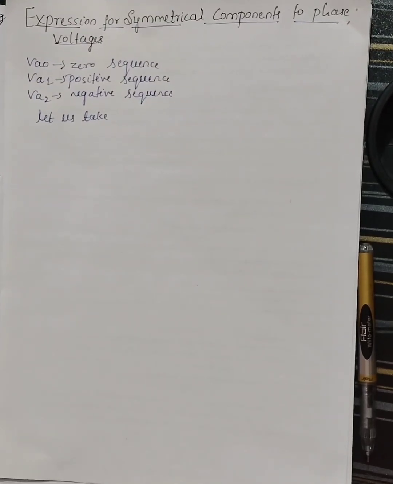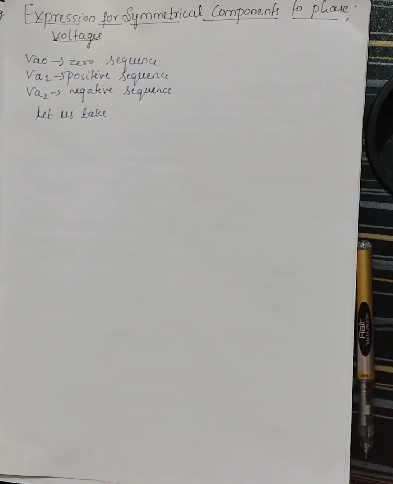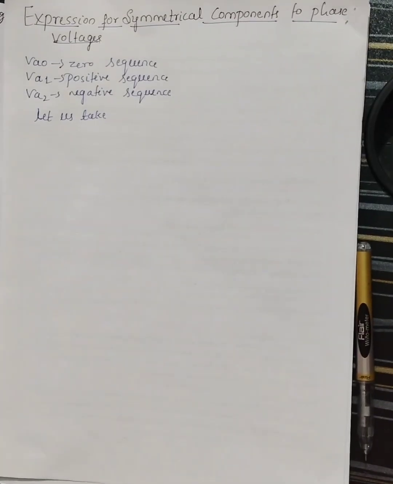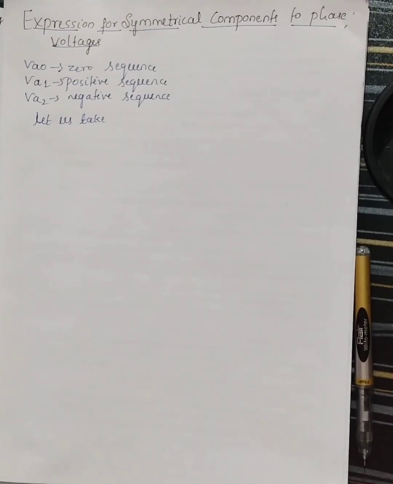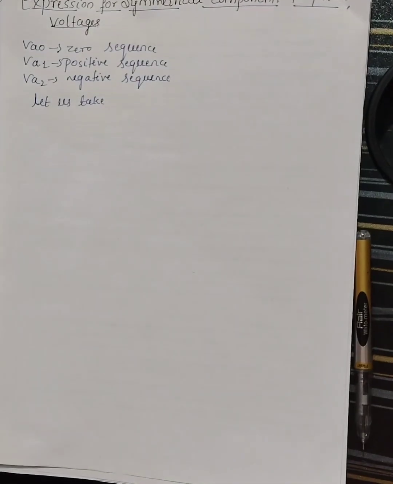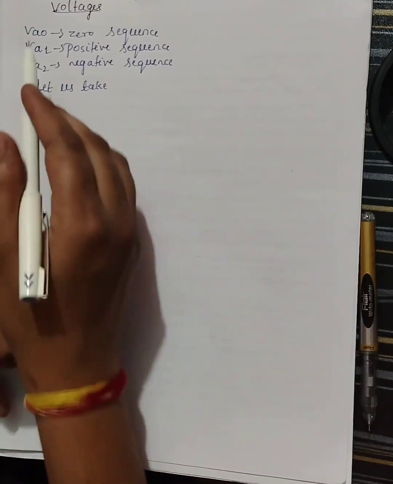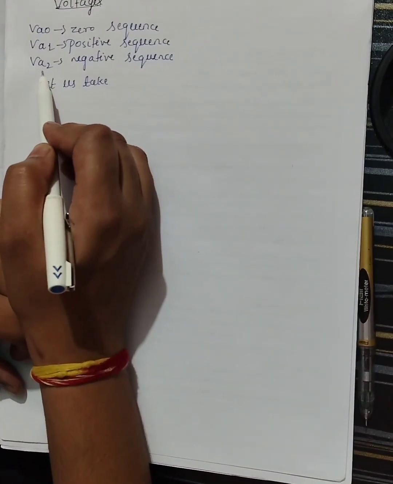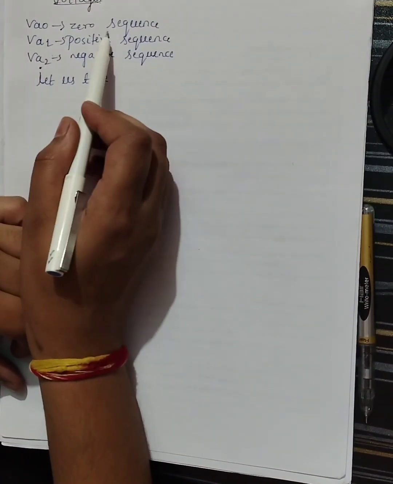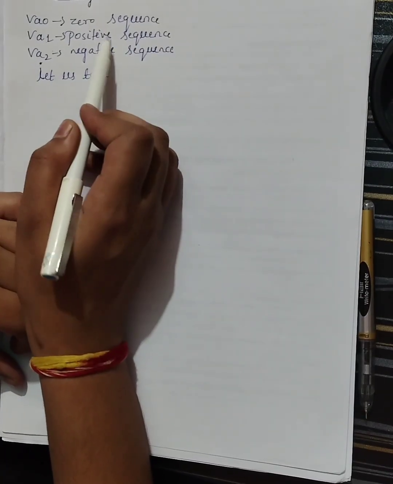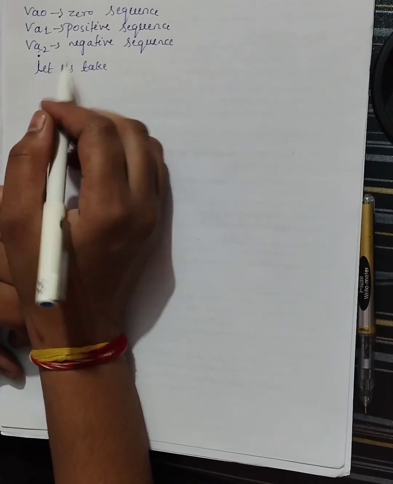In this session, we are going to discuss an important concept in Power System Analysis 1, in the third module: a derivation of the expression for symmetrical components to phase voltages. Here we have the phase voltages VA, VB and VC. We are converting them in terms of VA0, VA1, VA2, that is, symmetrical components. VA0 is the zero sequence, VA1 is the positive sequence and VA2 is the negative sequence.